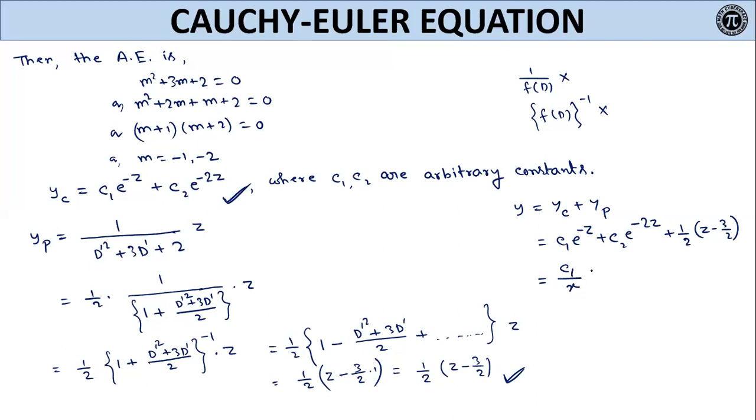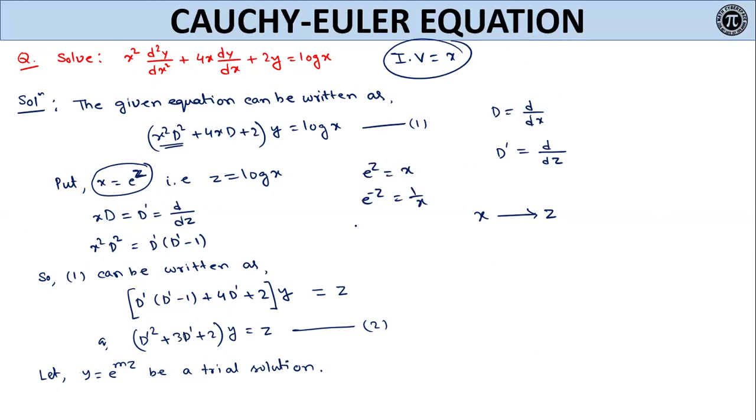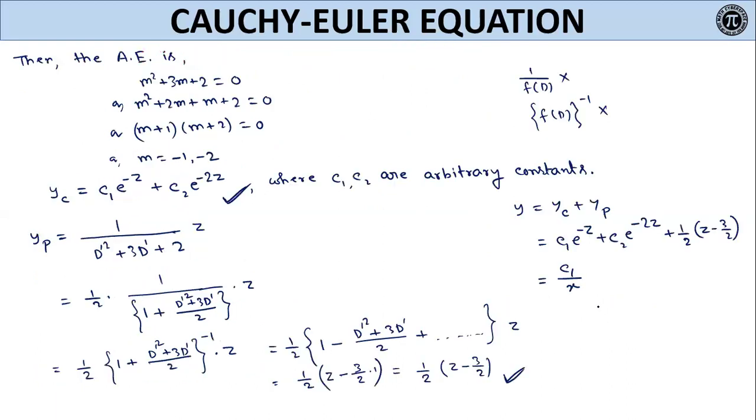Similarly, e to the power minus 2z. E to the power minus z equals x inverse, so e to the power minus 2z, that means square, so this will be x to the power minus 2. And x to the power minus 2 equals 1 by x square. You can write x to the power minus 2 or 1 by x square, any one. So plus c2 by x square plus half, and what is the value of z?